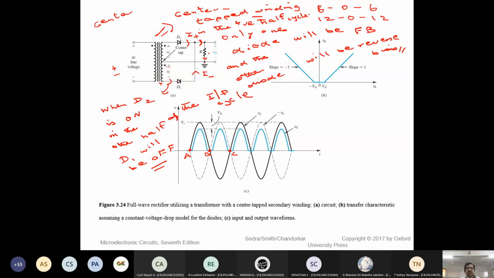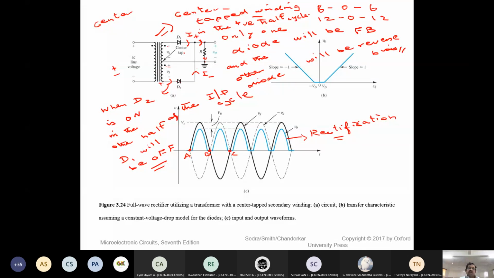So again we are accomplishing what is known as unipolar pulsating current, which means rectification is happening. Even though the input has both positive and negative, the output is only in the positive part, which means we are able to accomplish rectification with the two diodes in both the cycles by suitably connecting.